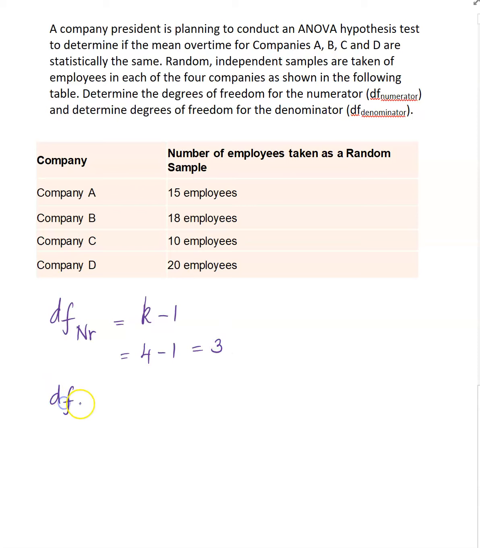And then the degrees of freedom for the denominator is given to be capital N minus K. So we need to find capital N. It is the sum of the sample sizes for each of the groups, right? So if you see that the title of the second column says number of employees taken as a random sample. So this is the sample size for the first group, right? So 15. This is the sample size for the second group, sample size for the third group, and for the fourth is 20. Add them up. So if you add them all, 15 plus 18 plus 10 plus 20, we get 63.